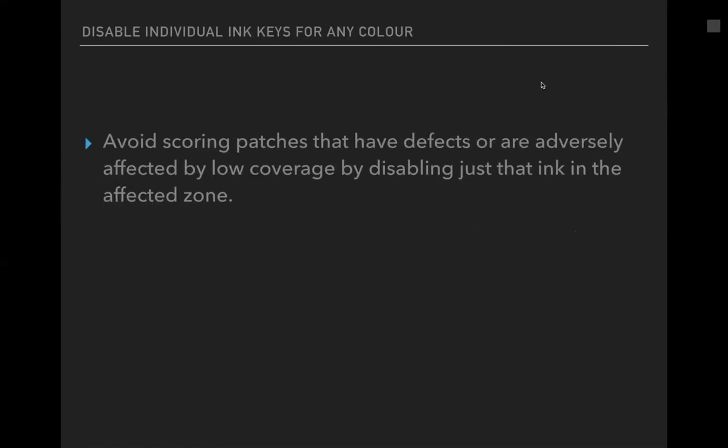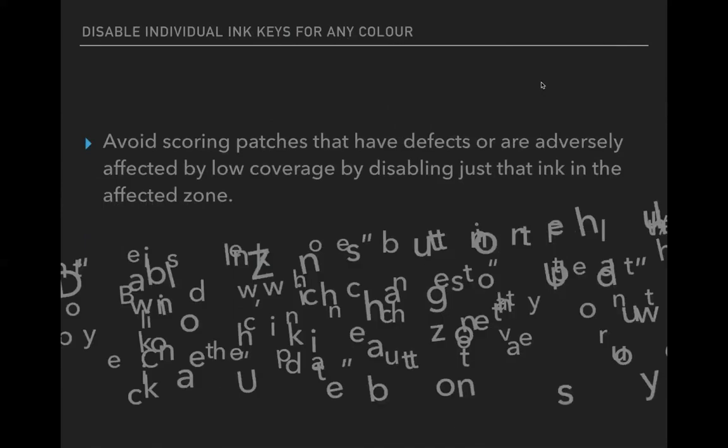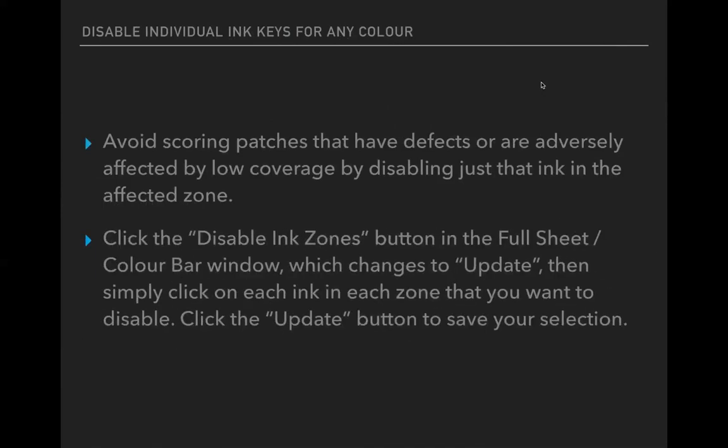Okay. Again, another improvement to an existing feature is the disabling of ink keys. For a number of years, you've been able to disable an ink key, which includes all of the colors within it. Now, instead of that, you can disable each color individually in different ink zones, or the same ink zone. It's done in the same way. You click the Disable Ink Zones button in the full sheet window.